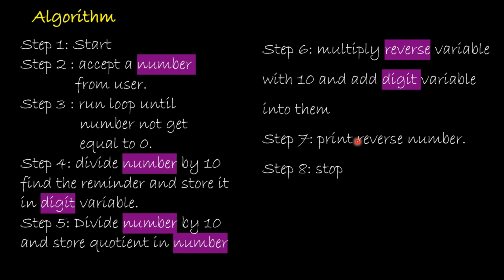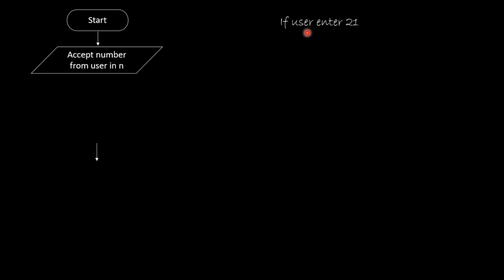Now let's see the flow of execution using flowchart. Now first step is to start. After that we will accept the number from a user, right, in n. Now if user has entered 21, then we'll give the condition, that is while n is not equal to 0, it will run the loop until n is equal to 0. Now this condition will be true, because what is the value of n? 21, user has entered 21, so n is not equal to 0, this condition will be true, right?